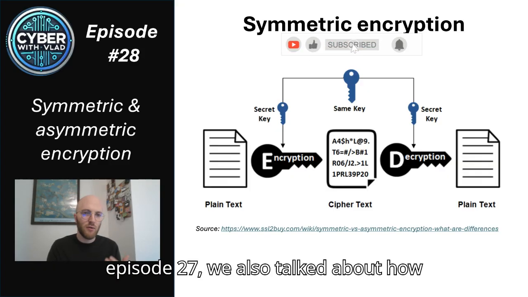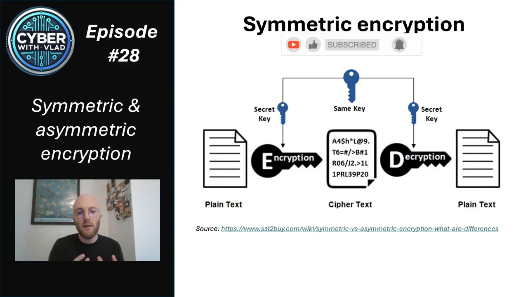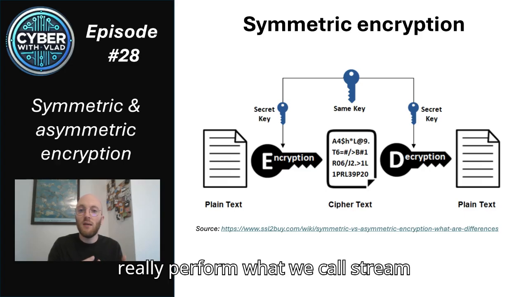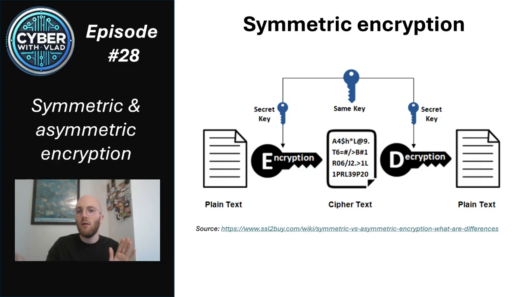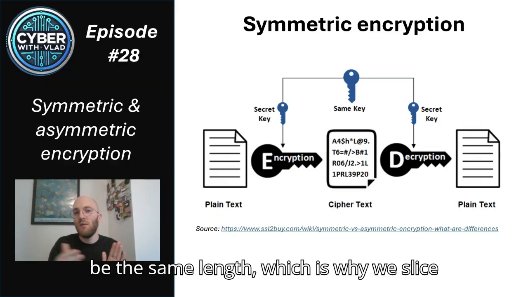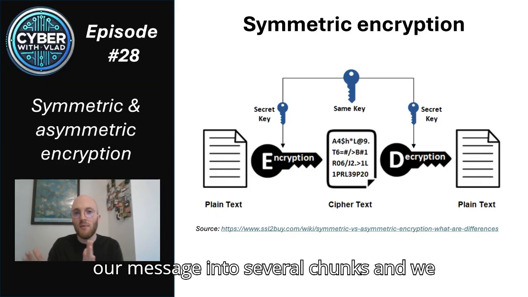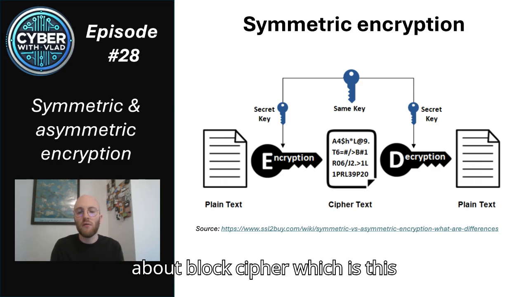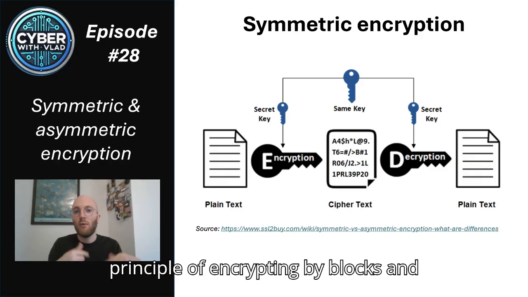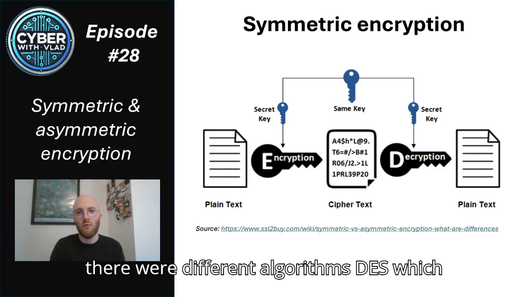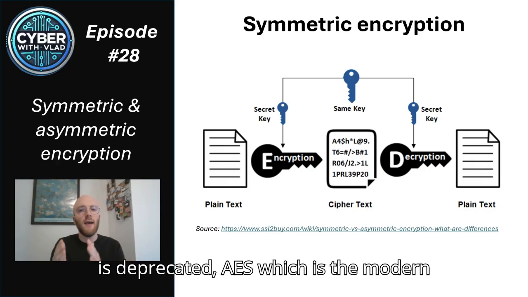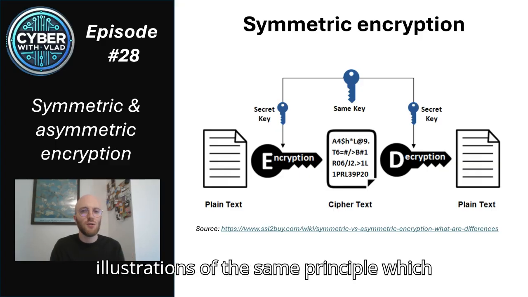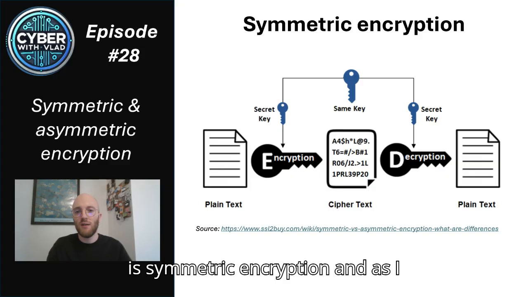In the previous episode, episode 27, we also talked about how today it's difficult because you cannot really perform what we call a stream cipher, meaning encrypt a long file. Otherwise, you would need a key that would be the same length, which is why we slice our message into several chunks and we encrypt them one by one. We talked about block cipher, which is this principle of encrypting by blocks. And there were different algorithms: DES, which is deprecated, and AES, which is the modern way. But altogether, those are just illustrations of the same principle, which is symmetric encryption.